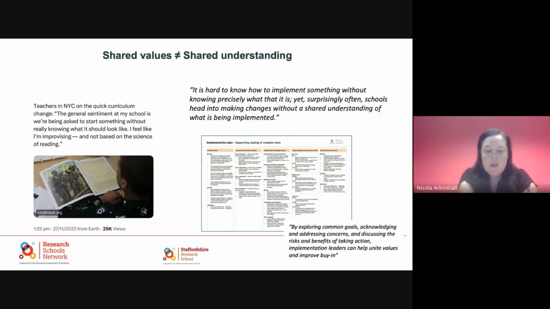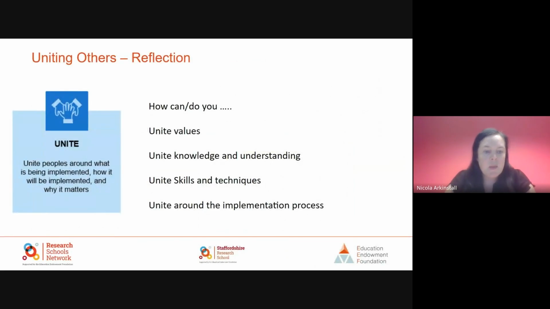And that quote at the bottom just again talks about getting closer to people's values. So by exploring those common goals, acknowledging and addressing any concerns, and discussing the risks and benefits of taking action, that is what is going to get that effective uniting and get colleagues to unite around what needs to be changed in your schools. So again, there are some reflection questions here to help you think about how well you do this in your leadership role.